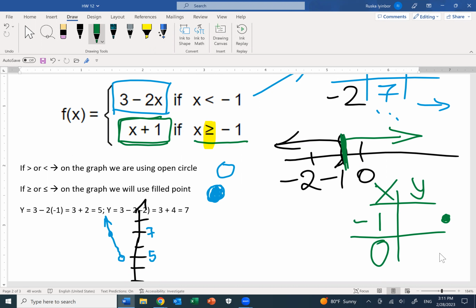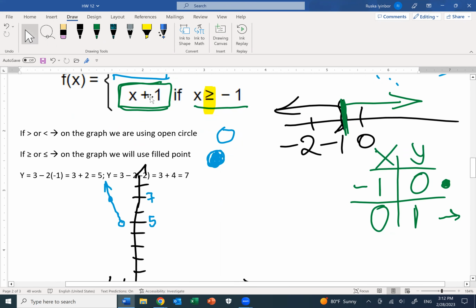And then because it's greater or equal, whatever it's going to. So now let's plug it in. When x is -1, we have -1 plus 1 is going to give us 0. So y is going to be 0. And then when I replace with x plus 1, x is 0. 0 plus 1 is going to give me 1. So those are the two.